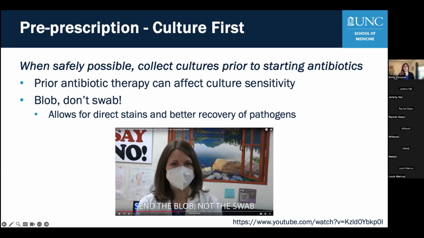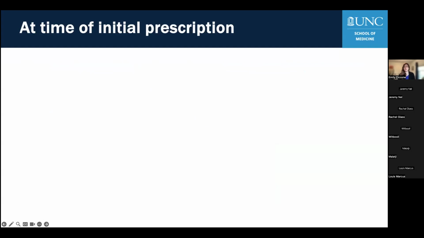and made a video with microbiology and the stewardship group, and then the head of surgical services at UNC to basically inform or provide information to our surgical colleagues about how it improves recovery of pathogens if you're not swabbing and allows for direct stains. So basically the advantage to doing cultures appropriately, and then also sending them if infection is suspected. So things that may sound kind of basic to us as ID providers, but may not be common knowledge to others and can greatly improve both your antibiotic and diagnostic stewardship at the pre-prescription phase.